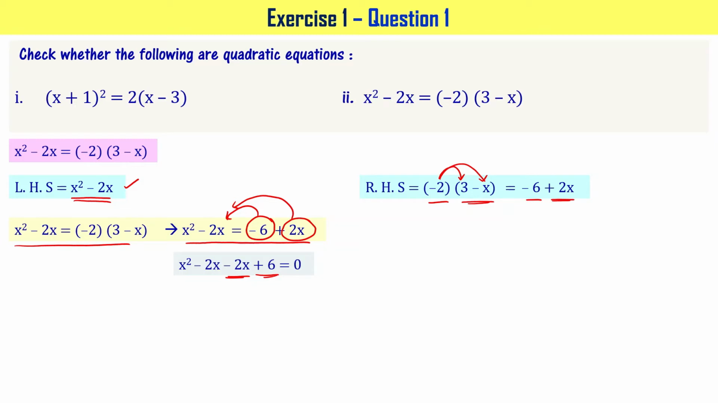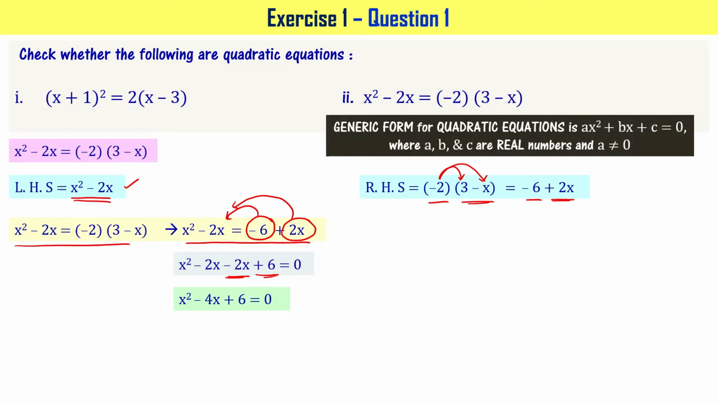Now I can simplify this further and write it as x square minus 4x plus 6 equal to 0. You may recall that the quadratic equation is in the form of ax square plus bx plus c, where a, b and c are real numbers and a is not equal to 0, right? If you compare this equation with the given equation, you say that a, b, c are real numbers and the equation is in the form of ax square plus bx plus c equal to 0, right?